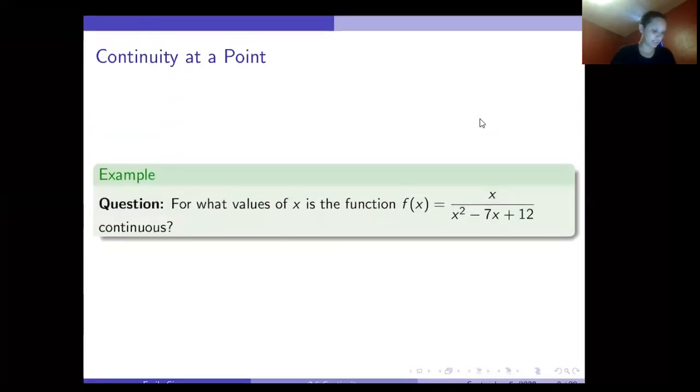For what values of x is the rational function f of x equals x divided by x squared minus 7x plus 12 continuous? So go ahead and pause this video and see if you can come up with these values on your own.